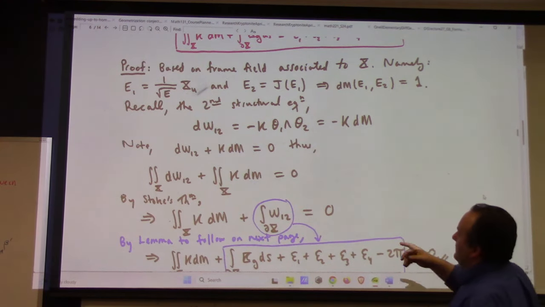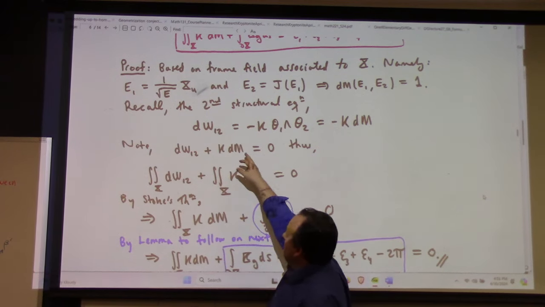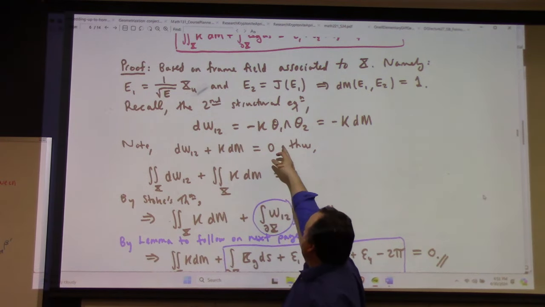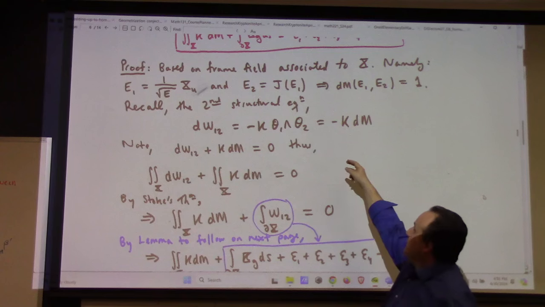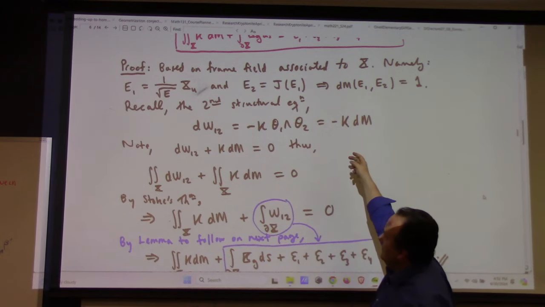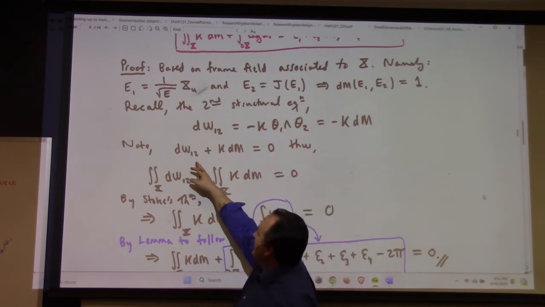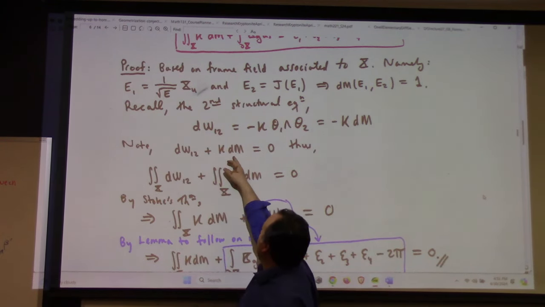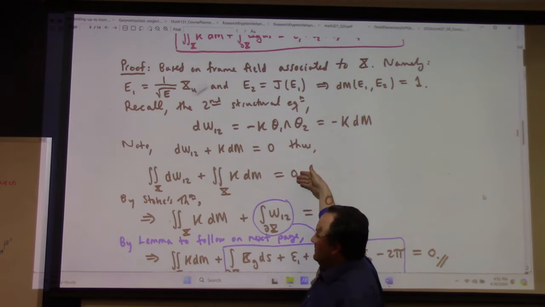But anyway, second structural equation: d omega 1, 2 is minus the Gaussian curvature times theta 1 wedge theta 2. But theta 1 wedge theta 2 is what we call dm. All right? And as such, we notice that d omega 1, 2 plus k dm is equal to 0. All right? So then I can integrate that over the surface and get 0.